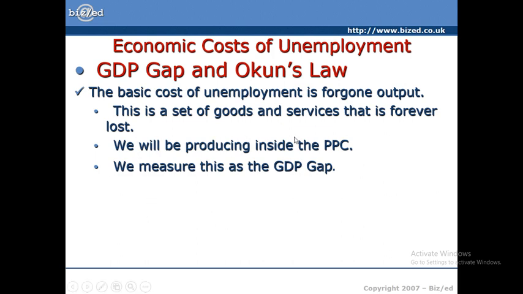We will be producing inside the PPC. You have seen the PPC? Two goods, capital goods and consumer goods. Any point on the PPC says that there is an efficient allocation of resources and the economy can produce using the available resources. Okay. So if output cannot be produced or output is lost because of unemployment, what does it mean? It means we are not utilizing our entire labor resources, and also natural resources. So what happens? We will be producing inside the PPC.